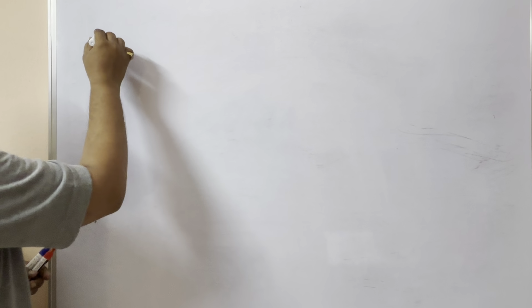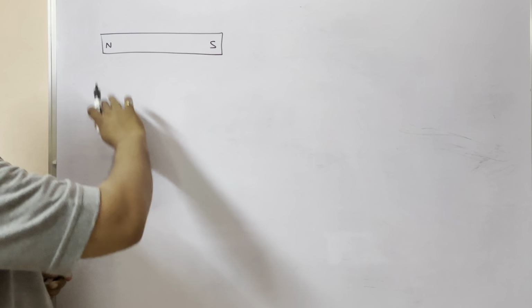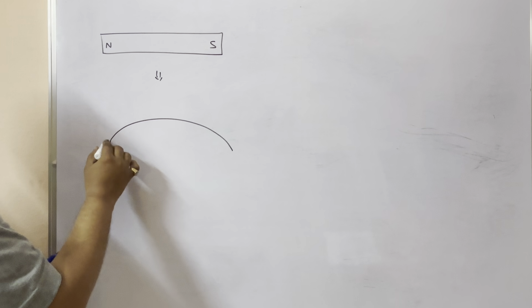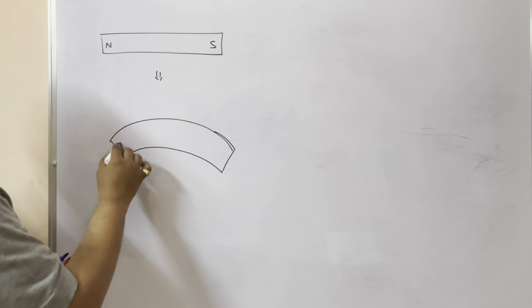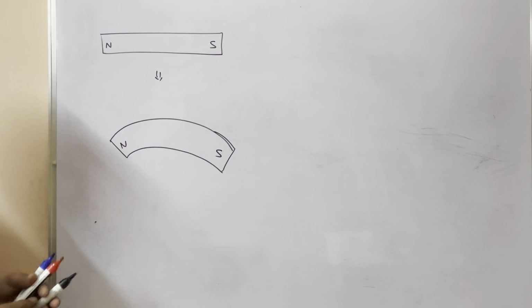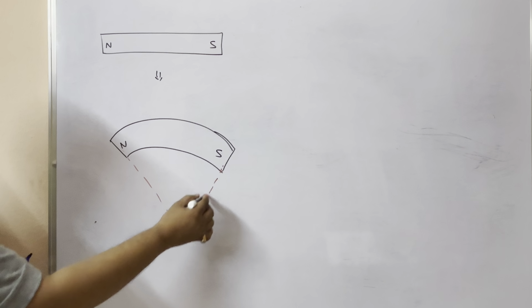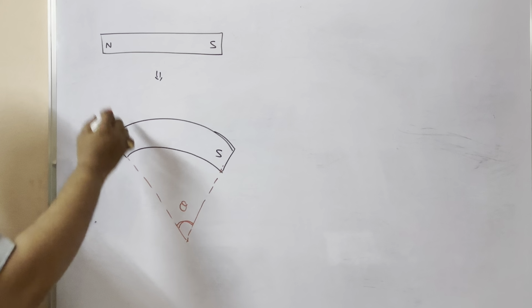So, we were discussing magnetic moment of a magnet. Now in this class, we will see if the magnet is bent in the arc shape, then what is the resultant, net magnetic moment of this magnet if it is making an angle theta?